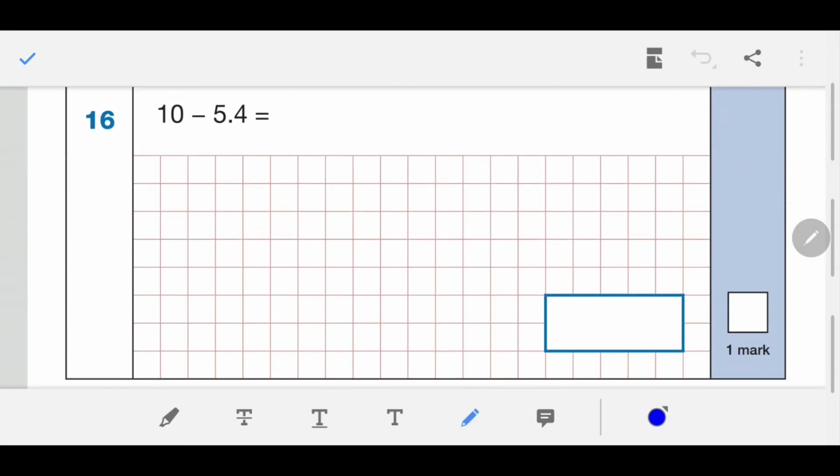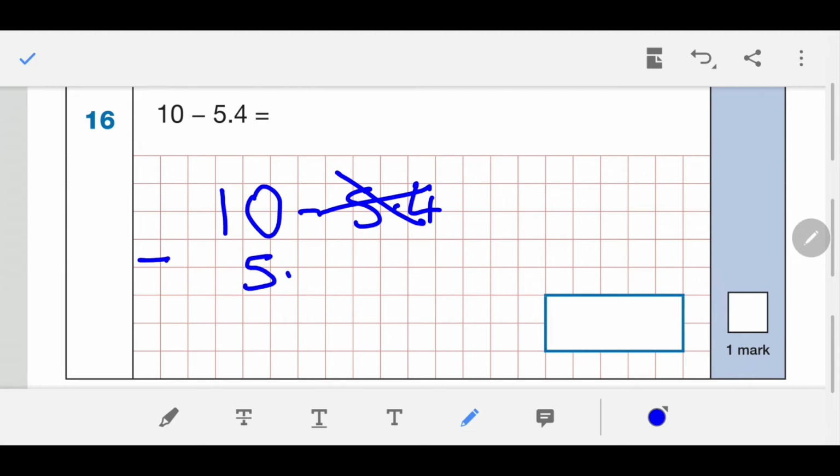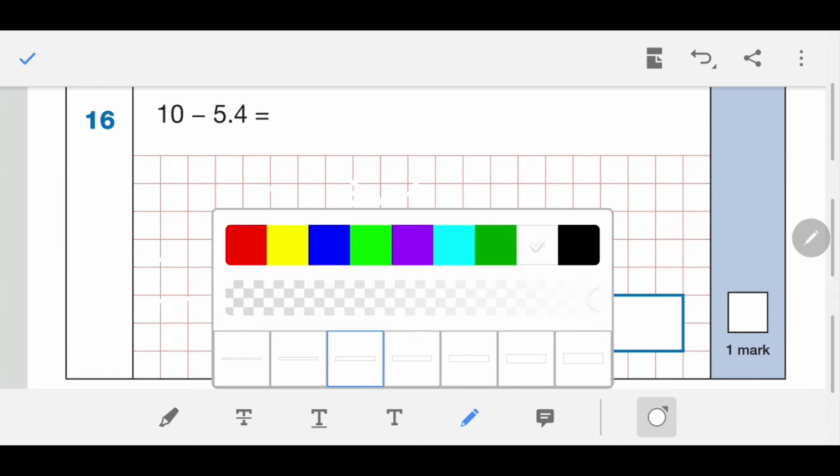Question number 16. 10 subtract 5.4. So I'm going to use a different method. I'm actually going to go down the page. So let me just get rid of this. 10 subtract 5.4. I need to align the digits so that they are actually equal. I'll just start off with this again, sorry.